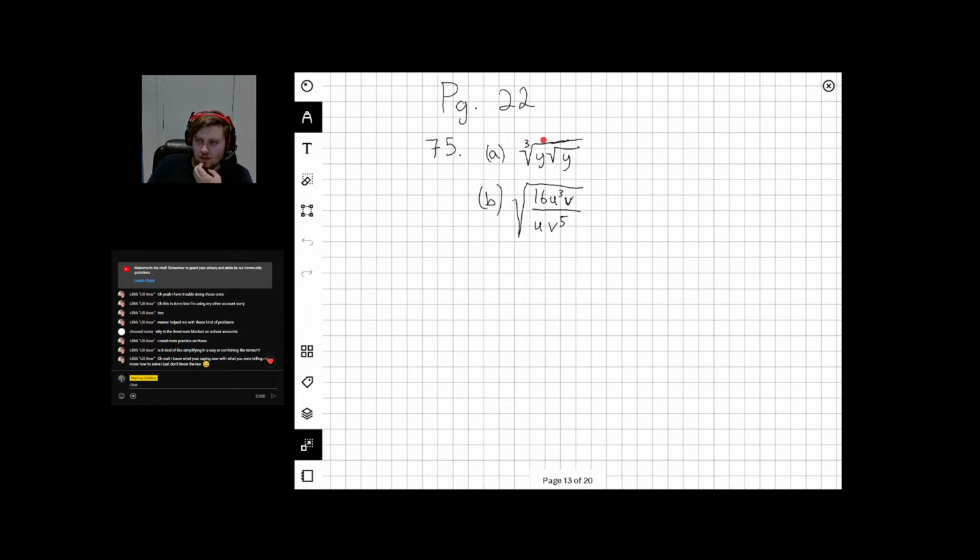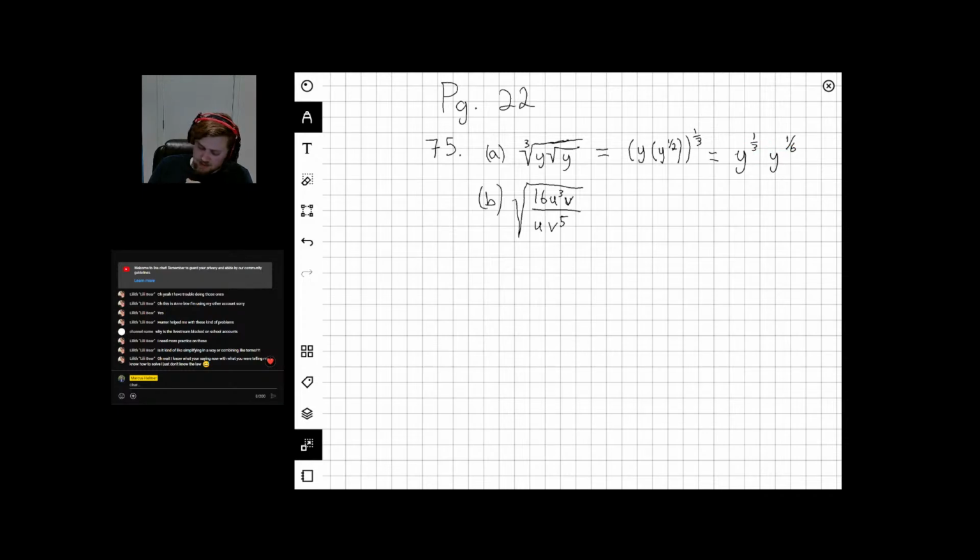Okay, whenever I have roots like this, I want to convert to its equivalent exponent and then do that. So I'm going to get y times y to the 1/2, all to the 1/3, which is going to get me what? Y to the 1/3, distributing the exponent, and then y to the 1/3 times 1/2 is y to the 1/6.